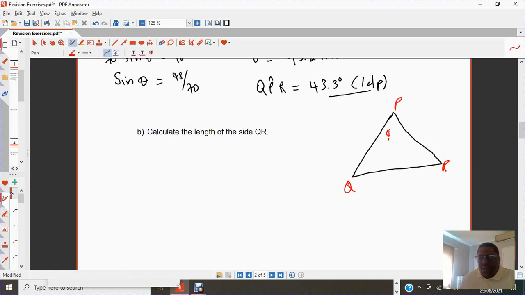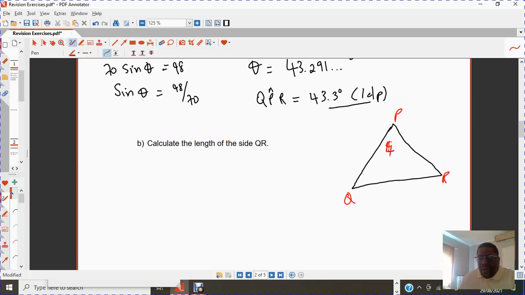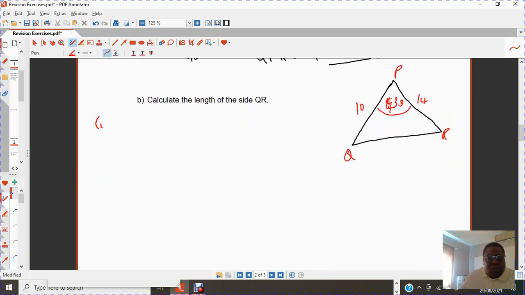We determined that this angle here was 43.3 degrees. We know that side is 10, and we know that side is 14. So in order for us to find the distance QR, we have to use the cosine rule.